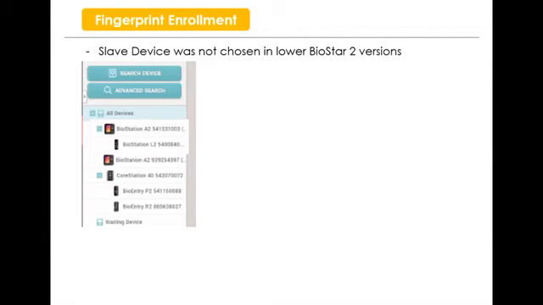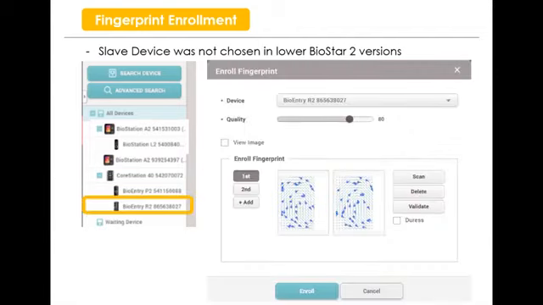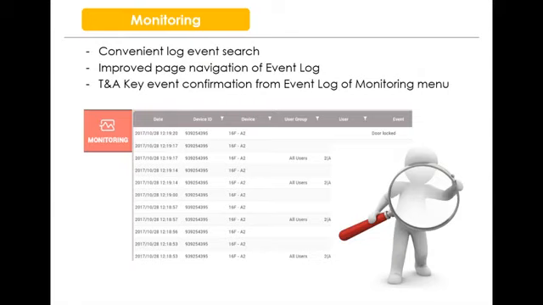What is the next change of BioStar 2.5? It's monitoring. There are three parts for improved features of the monitoring menu. First of all, BioStar 2.5 will not indicate all logs on one page. Instead of that, BioStar 2.5 supports a configured period and navigation button. Also, the monitoring menu is available to indicate TNA key.